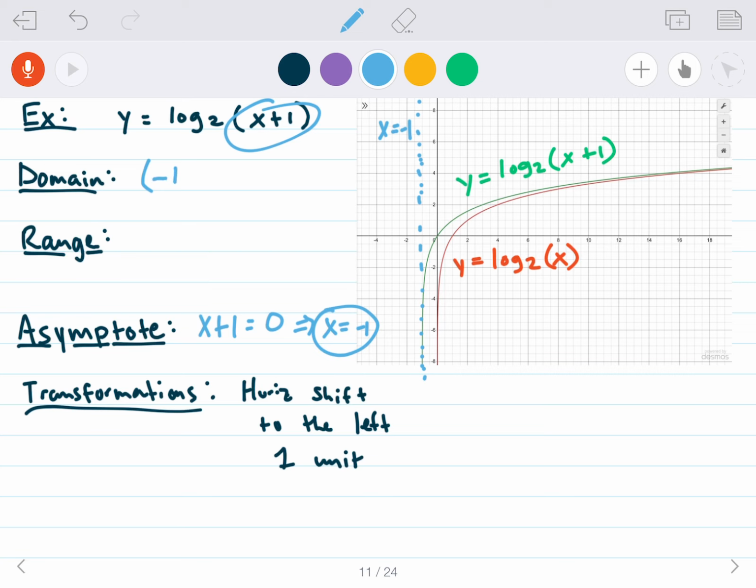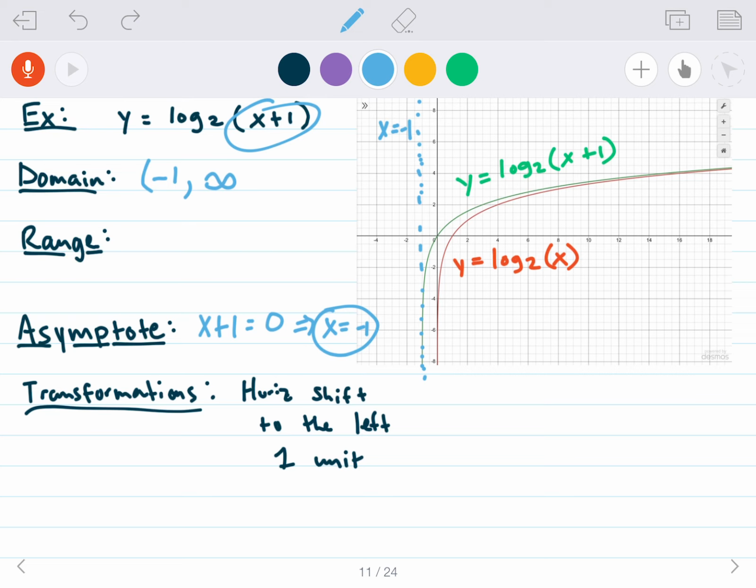The asymptote shifted to the left when we shifted the whole function to the left. It was originally at x equals 0 for the red guy. We moved it over to the left 1 unit, so now that asymptote is at x equals -1. So the domain is going to be starting at -1 and all x values out into infinity. As we can see with the curve here, it's going to go all the way out to x equals infinity.